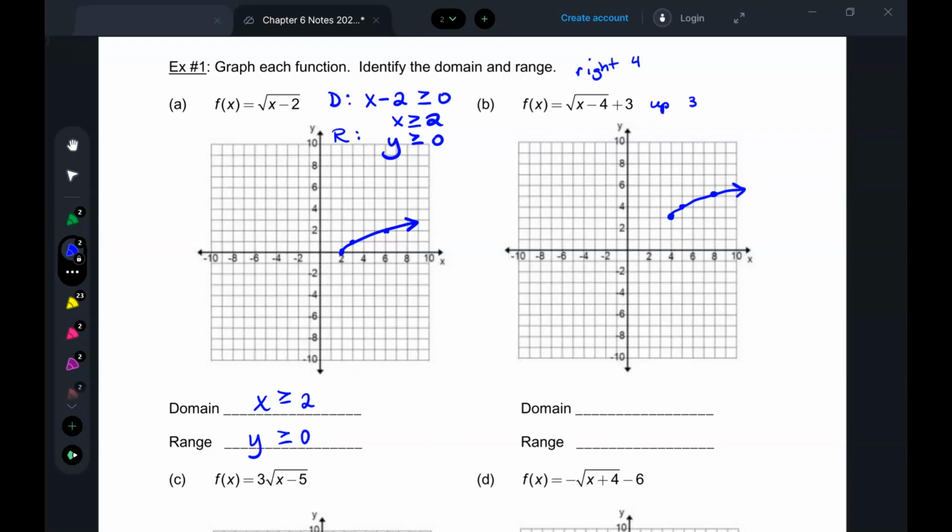And then we'll sketch the graph. You can just always use over 1, up 1, except for C, notice there's a 3 in front now. So we'll see how that changes.